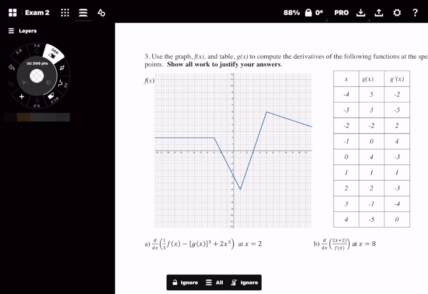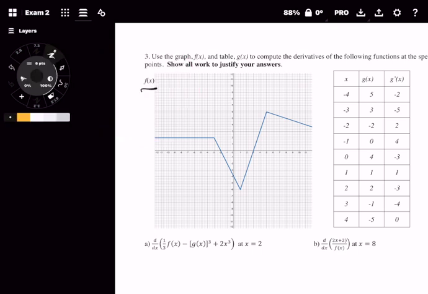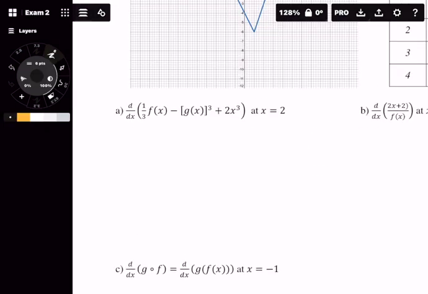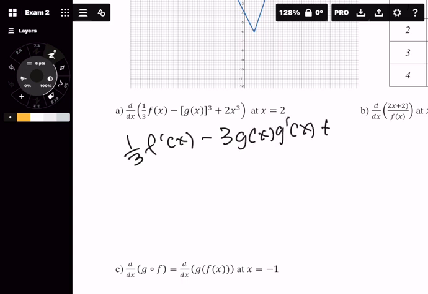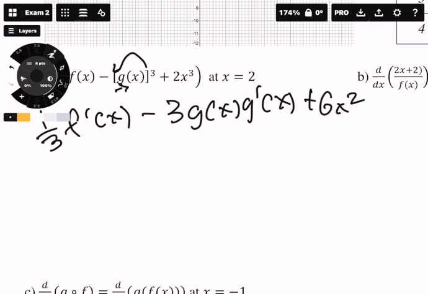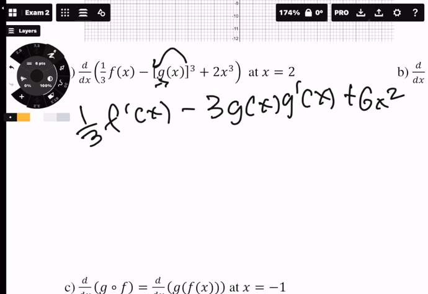Okay, we're doing exam 2, problem 3. We want to use the graph of f of t and the table, this table. Okay, let's get started. For this one, we just want to take the derivative, so it's 1/3 f prime of t minus the chain rule plus the power rule. We did power then chain rule here since it's 2 functions in one. We take this out and then we multiply it by the derivative of the function.